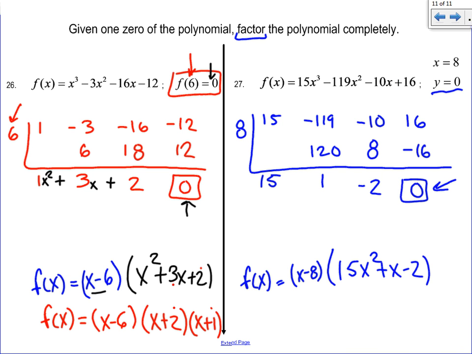So I want to see if that factors. Now I spent some time factoring that. If you want to pause the video and work that out, you can. But I got that to factor completely to x minus 8 times 5x plus 2 times 3x minus 1. If you don't get that, please feel free to let me know.